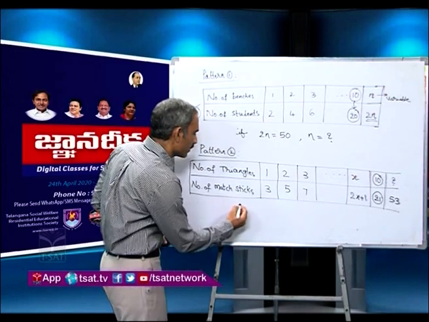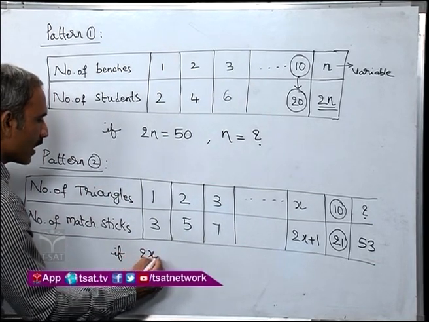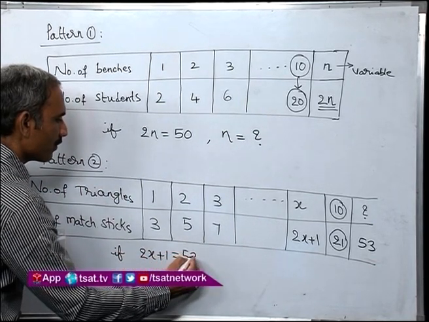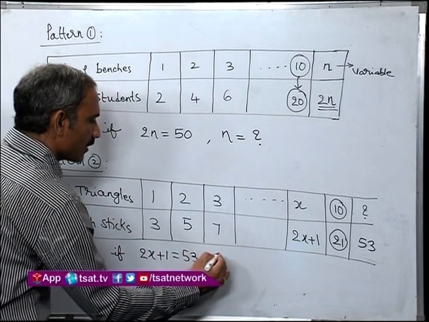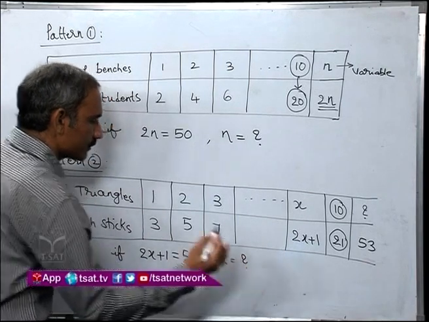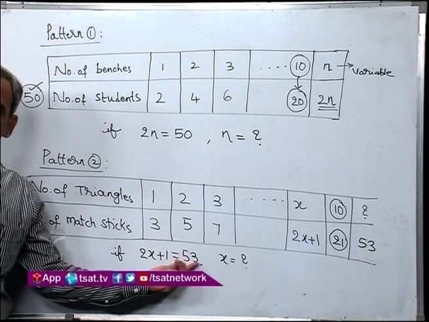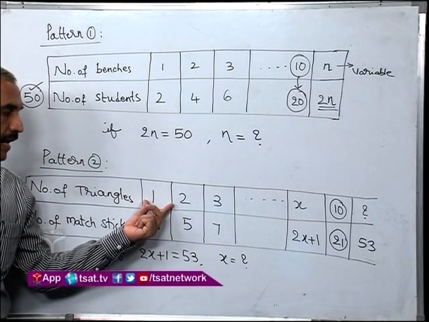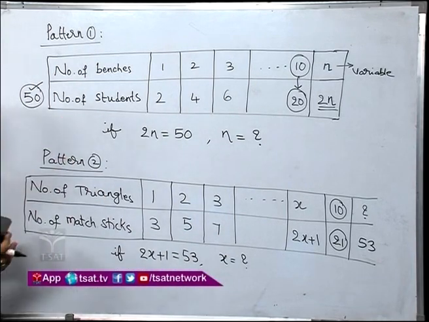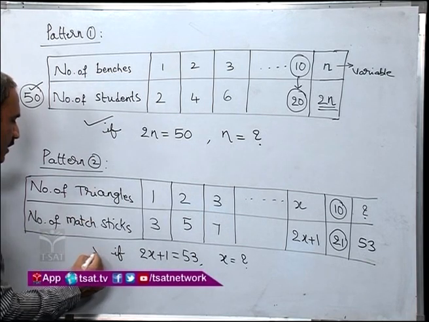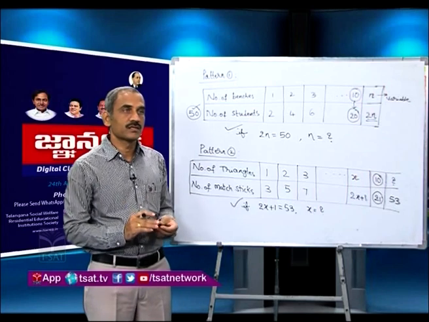That is nothing but, if you write that statement, if 2x plus 1 is equal to 53, then what we have to find? Number of triangles. That means x is equal to how much? With 53 matchsticks, how many triangles can I make? That will be the question. In all these two cases, you observe the statements.